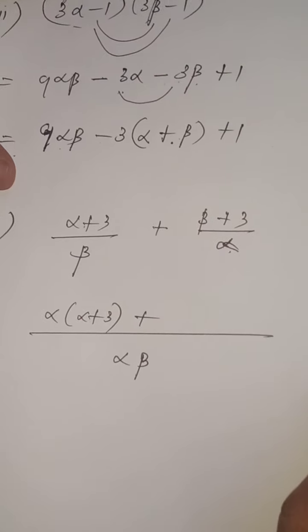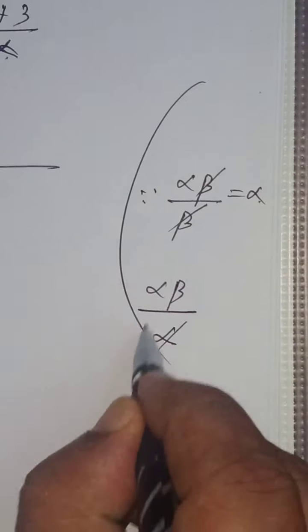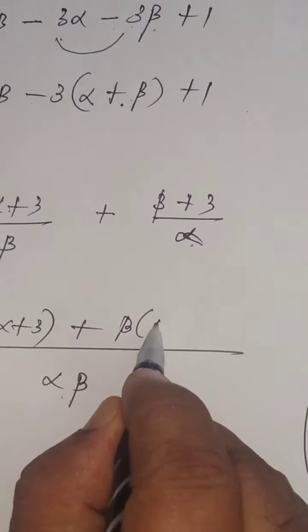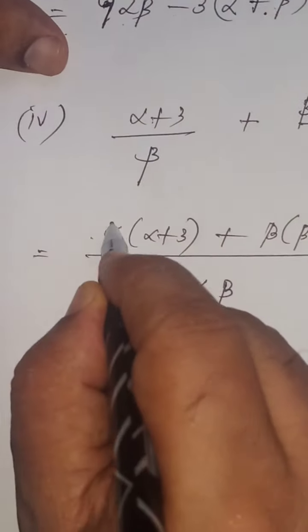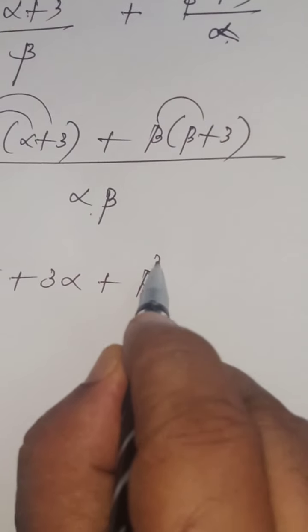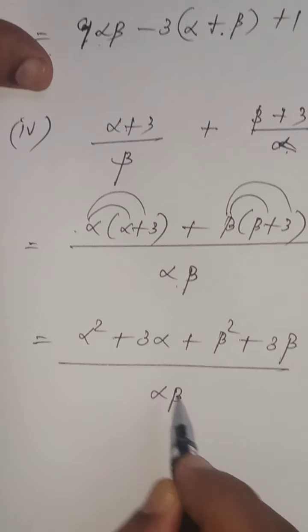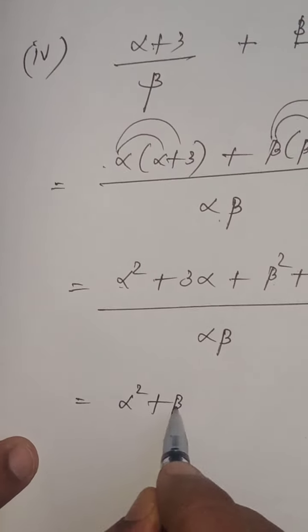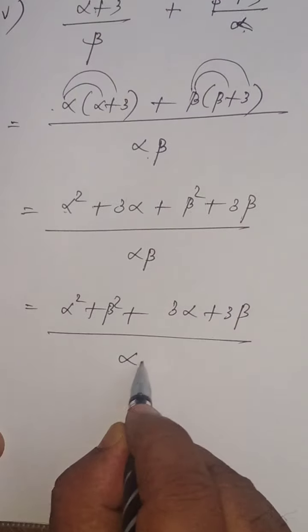Plus, same procedure here. Alpha beta is the LCM divided by what is in the denominator? Alpha. Alpha alpha gets cancelled, beta is the answer. That beta should be multiplied with the numerator. Beta into beta plus 3 equals alpha into alpha, alpha square. Alpha into 3, 3 alpha. Beta into beta, beta square. Beta into 3, 3 beta, divided by alpha beta, equals alpha square plus beta square together, and 3 alpha plus 3 beta together, divided by alpha beta.